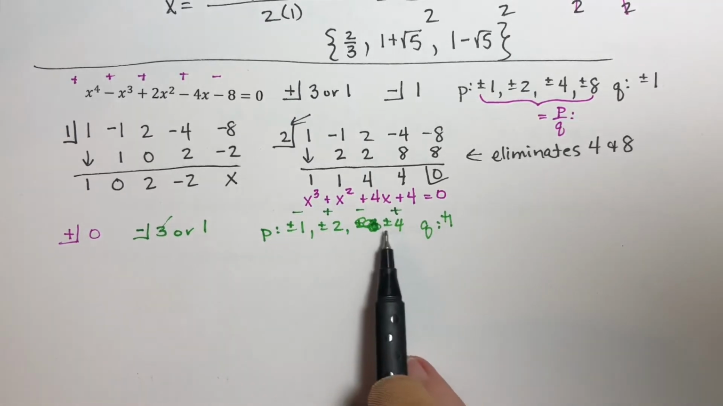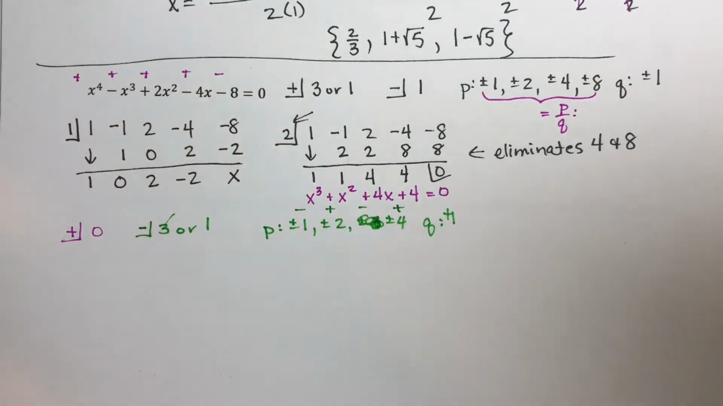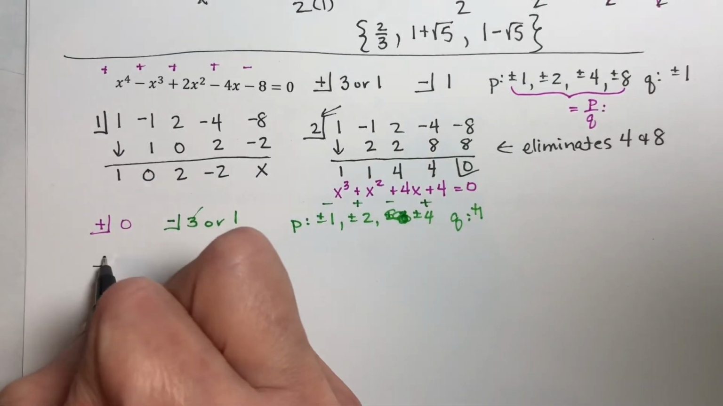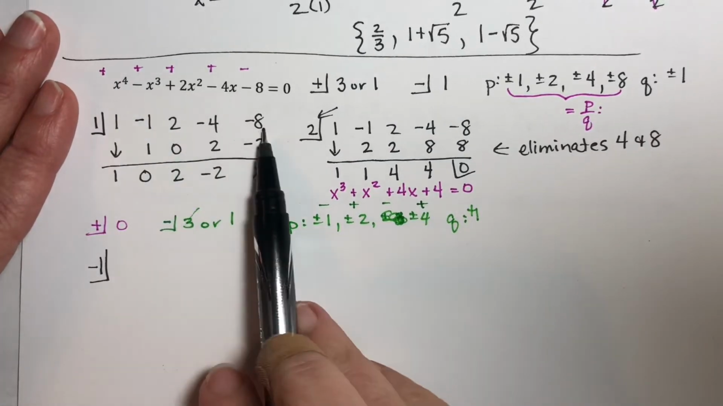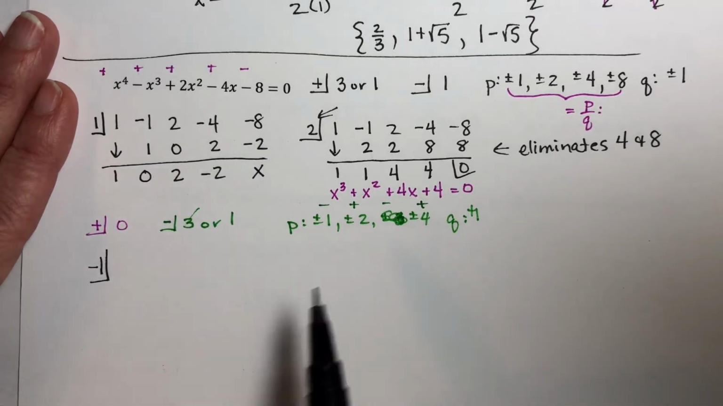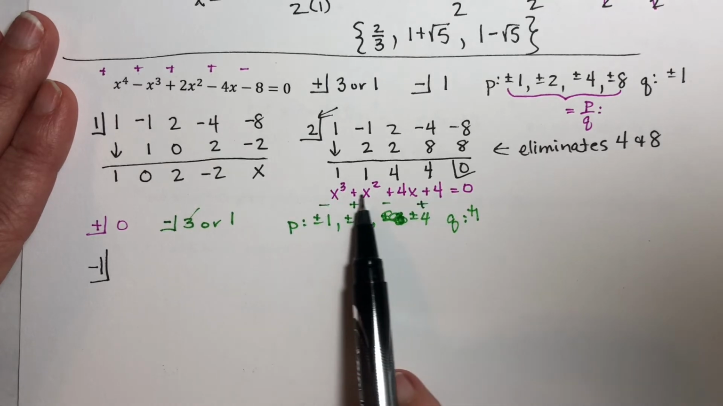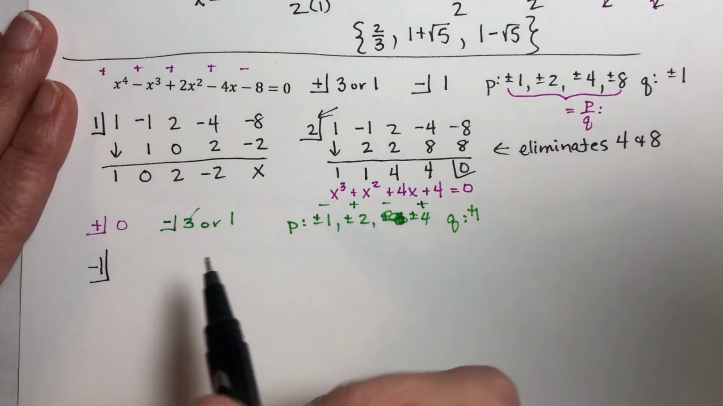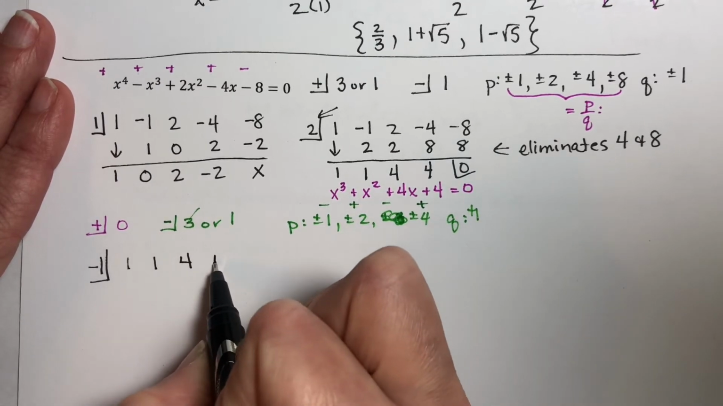Now I know that I've already checked all my possible positive solutions, so I'm just going to jump to a negative and see what I get. So let's just try negative 1. Now I don't want to come back and use these same values up here, because if I do that, I'm not going to catch any double roots. I want to use the coefficients of this equation from now on. So I have 1, 1, 4, and 4.